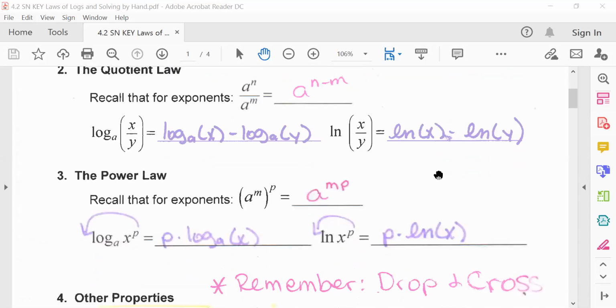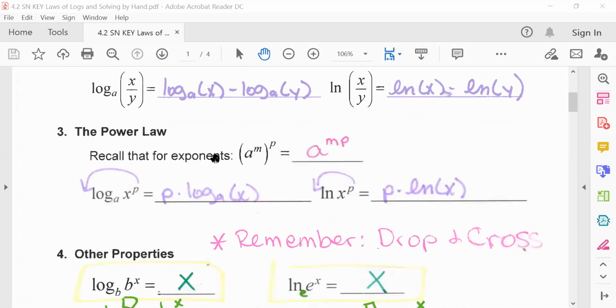Okay, power law. If we have a power, a to the n power, raised to another power, we multiply those. That's a power to a power. So we multiply those exponents. Okay, when you're taking the log of a base to a power, that power becomes a multiplier out front, like a coefficient. It is a coefficient. So when you have the log of something to a power, that power comes out in front.